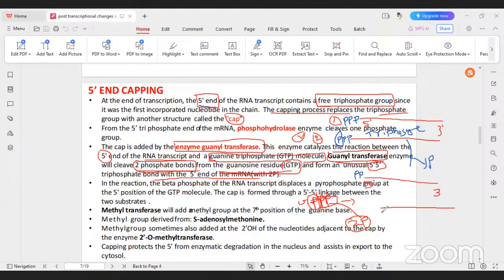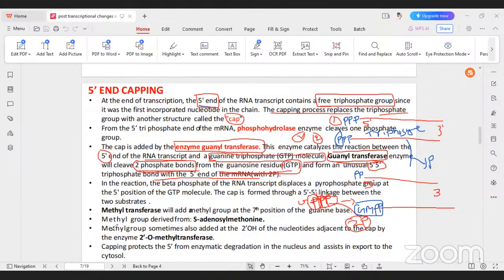The mRNA already has two phosphates with the 5' end. Now another phosphate, guanosine monophosphate, is attached. Is it clear?